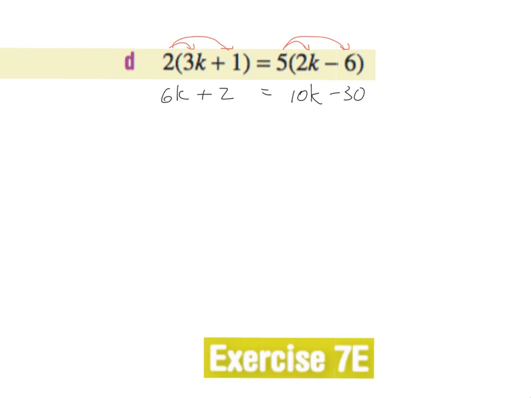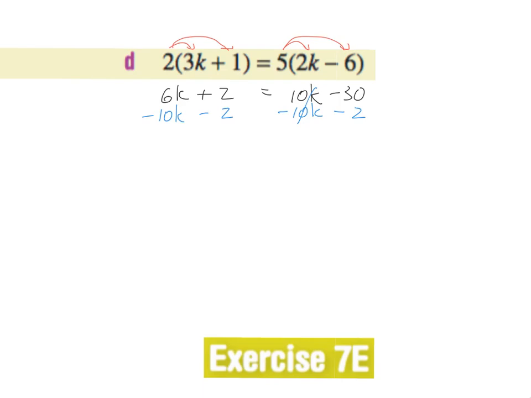I want to get all k's to one side, and this is again where some people would like to get rid of k's on the left hand side because it's the smallest. Others would like to get rid of the 10k on the right hand side because they want everything on the left hand side. I'm just going to do whatever. I'm going to get rid of the 10k, so I'm going to take away 10k on the left hand side, and then I'm going to take away 10k on that side, so that cancels. In the same step, I'm going to get rid of positive 2. I'm going to take 2 and I'm going to take 2.